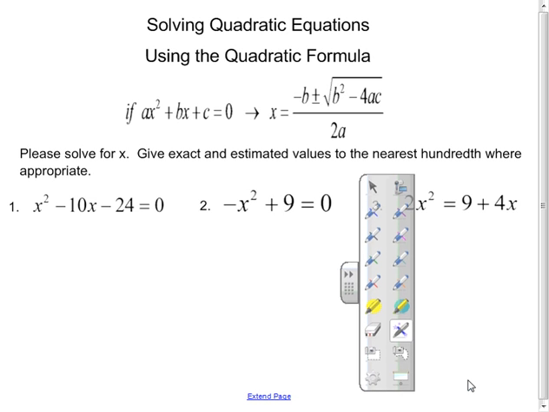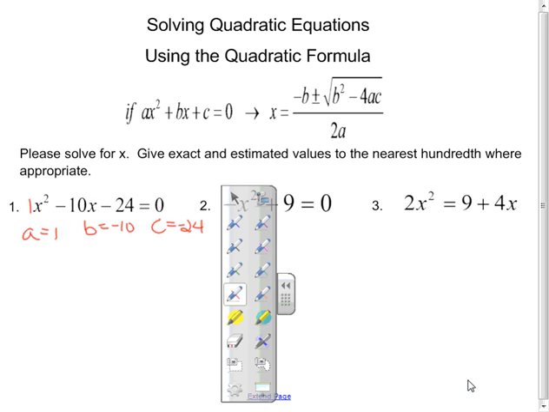Okay, so let's take a look at these examples here. Again, we're going to keep in mind that we're going to give an exact value and an estimated value to the nearest hundredth where appropriate. Okay, so we have x squared minus 10x minus 24 equals 0. Well, this in fact is a quadratic that's equal to 0. I see it's of degree 2, so it's quadratic. It shouldn't be too hard to identify a, b, and c here. They are in fact a equals 1, b equals negative 10, and c equals negative 24. Okay? You have to be able to say what those values are. It's great to make a little chart.